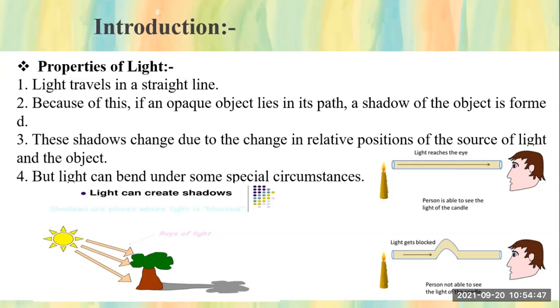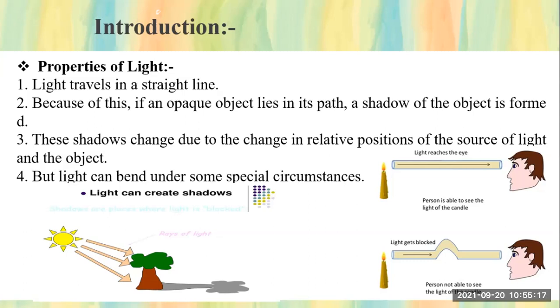Again, can you see a photograph below, students? Can you see a tree here? Can you see the shadow of that tree? Right? Why is the shadow formed? Because this object lies in the path of the light, and it blocks the path of the light, and then only the shadow is formed. So due to light, what is formed, students? A shadow is formed. This is the second property of light.